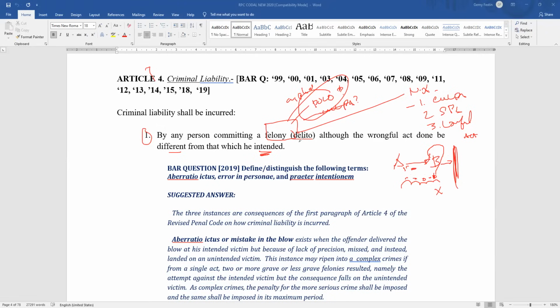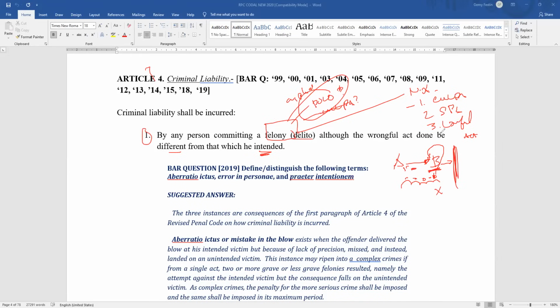Tanong, is this applicable? Under the present circumstance that any person committing a felony should be liable although the wrongful act done be different from that which intended. So, ang tanong, yung act ba ni B of throwing the knife to stop the aggression a crime? No, it's not a crime. He's perfectly what? Defending himself.